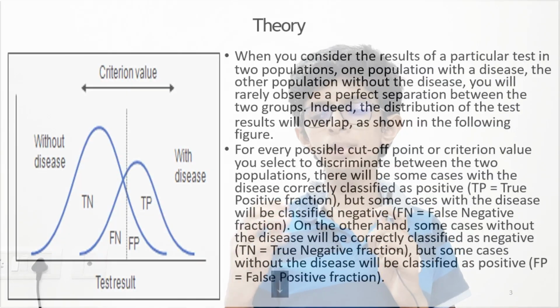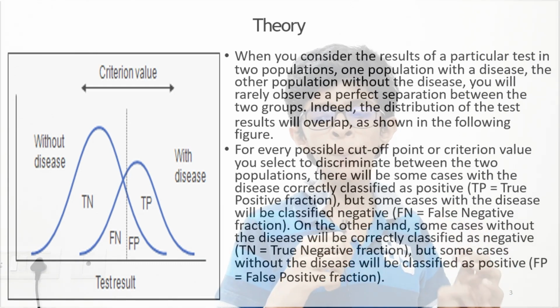Theory: when you consider the results of a particular test in two populations, one population with the disease and the other population without the disease, you will rarely observe a perfect separation between the two groups. Indeed, the distributions of the test results overlap, as shown in the following figure.